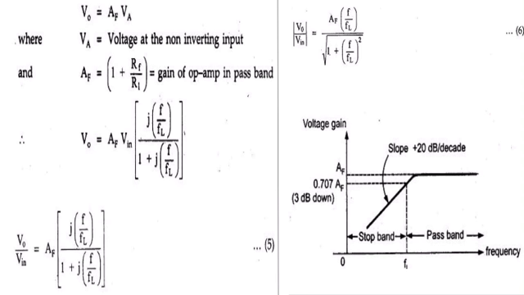For the frequency response, we require the magnitude of the transfer function, which is given by V0 by Vin is equal to AF into F by FL into root over 1 plus F by FL whole square. So this is equation 6, which is the high pass filter. This is the behavior of the high pass filter. As we can see, this is the frequency response of the high pass Butterworth filter.